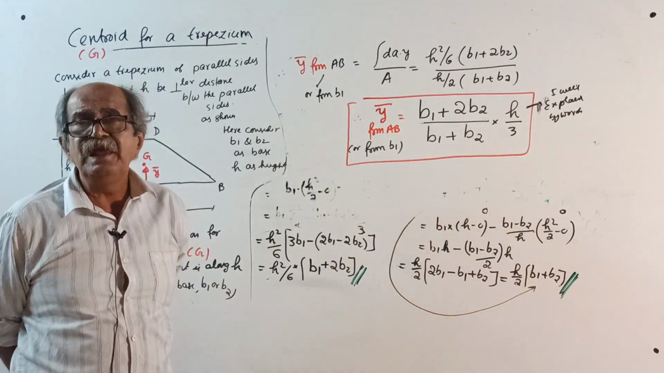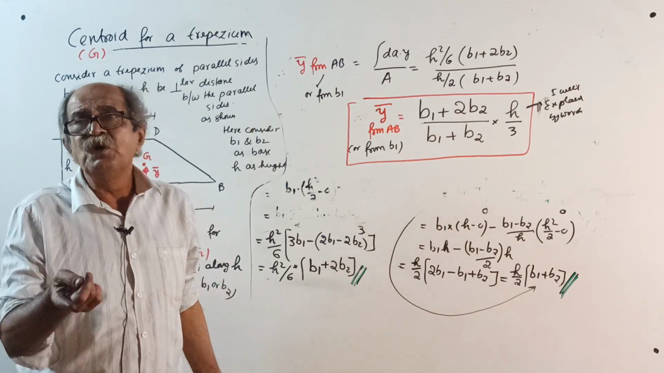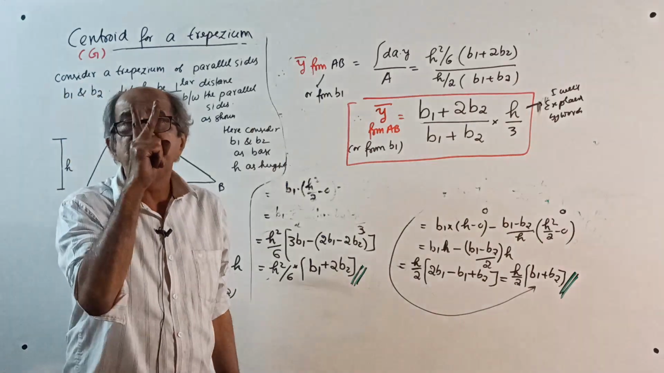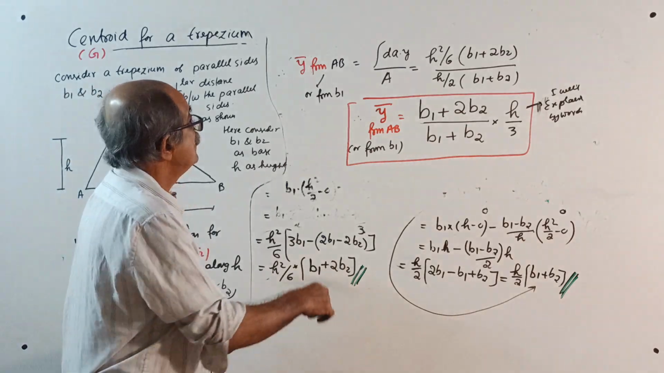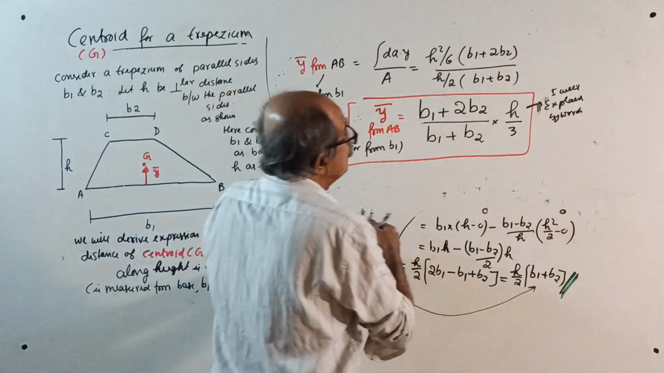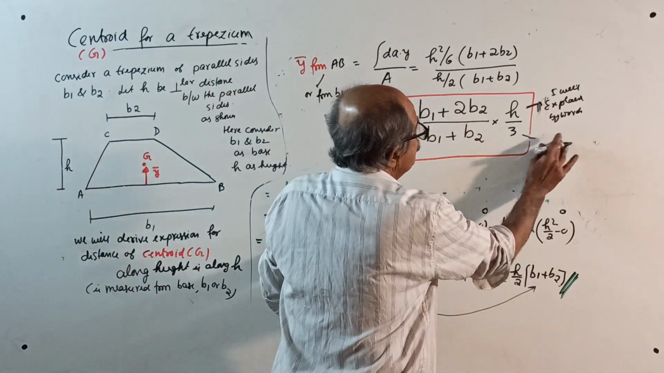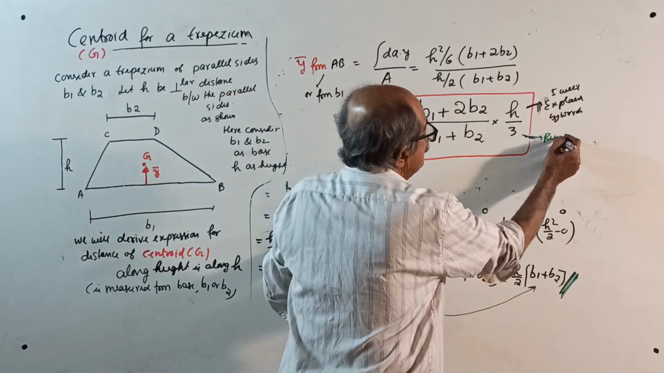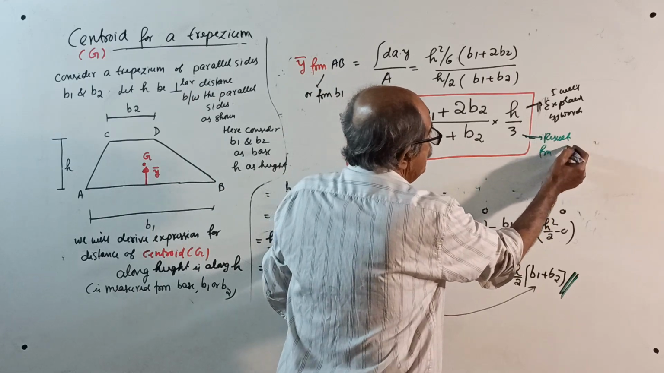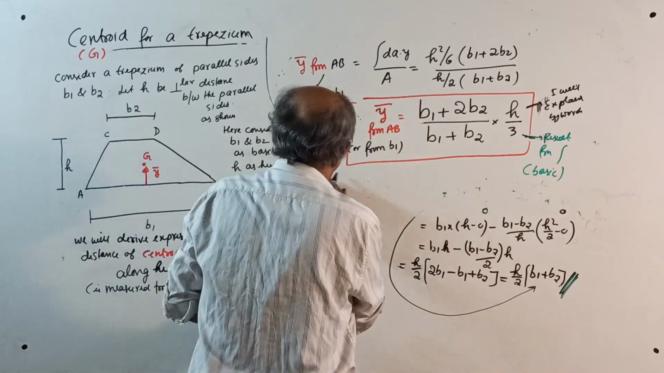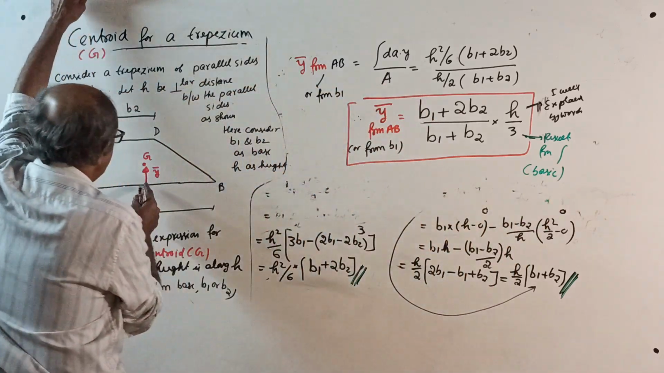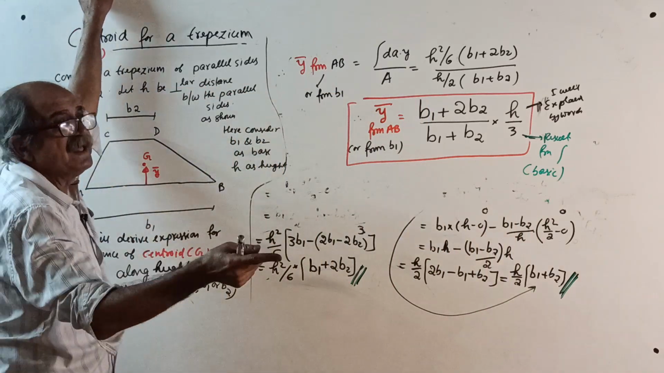And I will tell, area for a trapezium is the sum of the parallel sides divided by 2 into the distance between the two parallel sides. This I got y bar. This I got y bar from what? This is y bar result from integration. That is the basic concept. Okay, now see, I got y bar from AB. The other y bar I will do later.